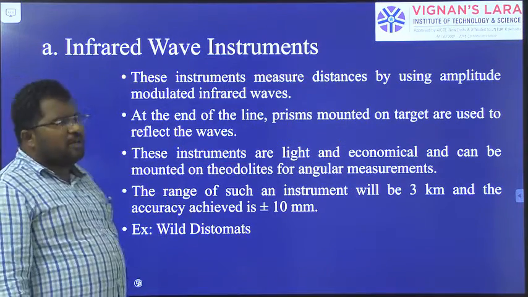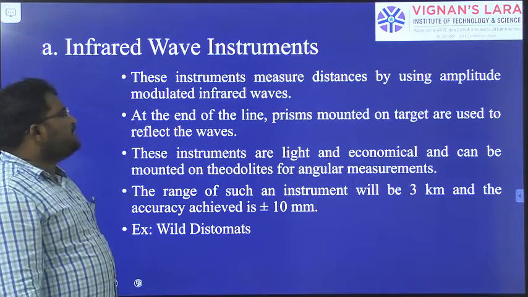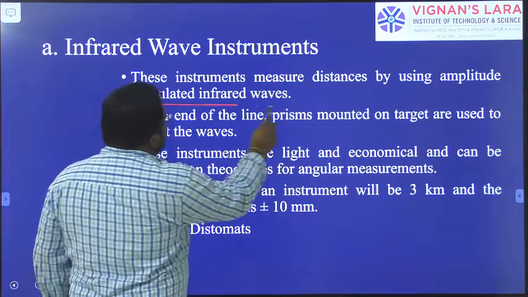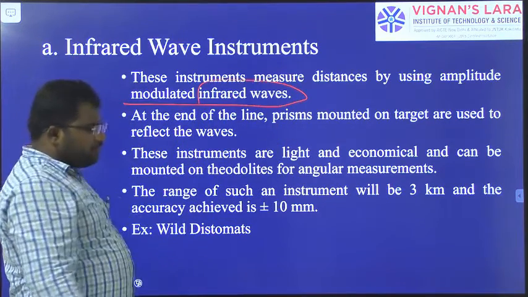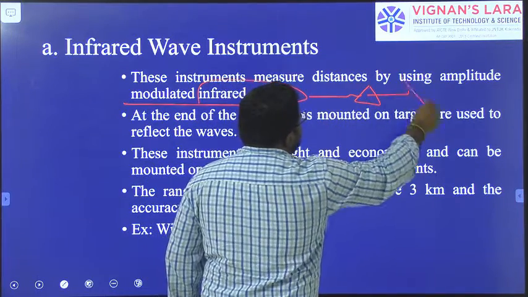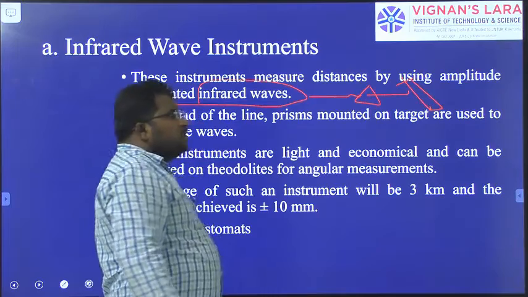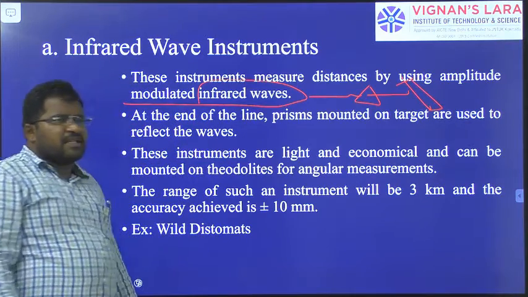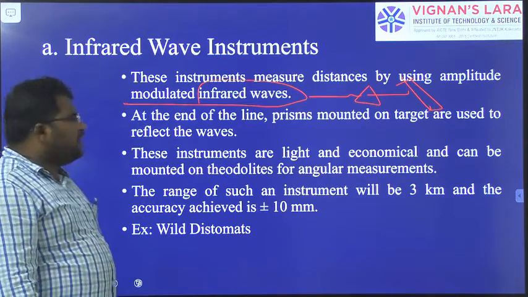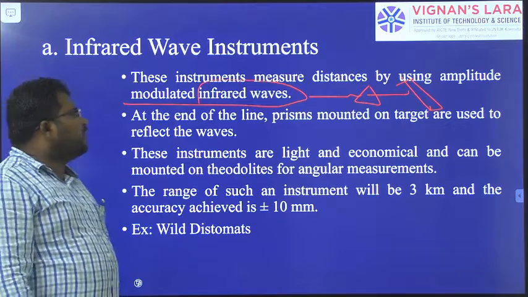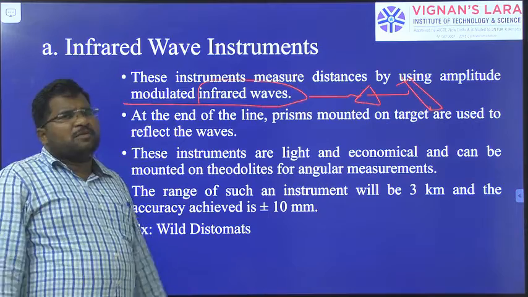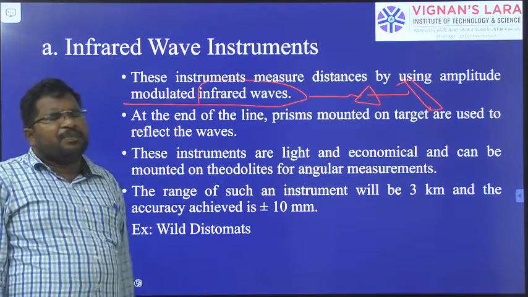First is infrared wave instruments. These instruments measure distances by using amplitude modulated infrared rays. When light passes over a prism, it forms a kind of electromagnetic spectrum: from gamma rays, X-rays, then UV, then visible light, then infrared, microwaves and radio waves. So we have a large spectrum, and from the spectrum we are going to see all these kinds of energy.